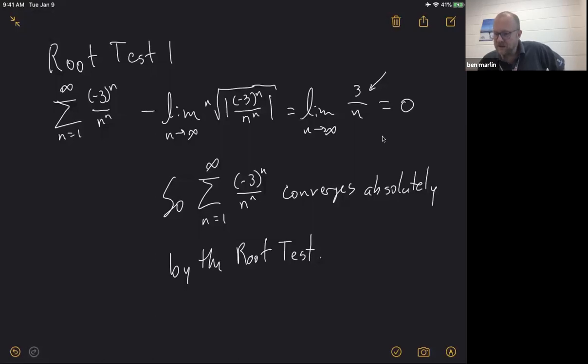But keep in mind, this was not the nth term test. Getting 0 is not a bad thing here. Once we know that we got 0, that limit of 0 is definitely less than 1. So bam, as soon as we know that limit is less than 1, we know that the series that we're dealing with converges absolutely, okay? In this case, it was an alternating series because of that minus, and so we say it converges absolutely by the root test.